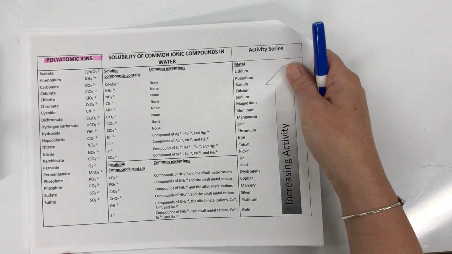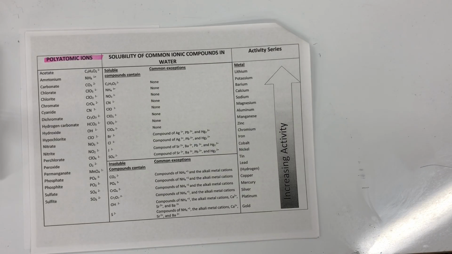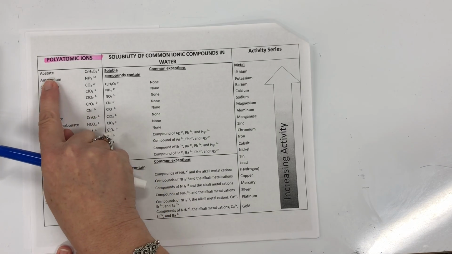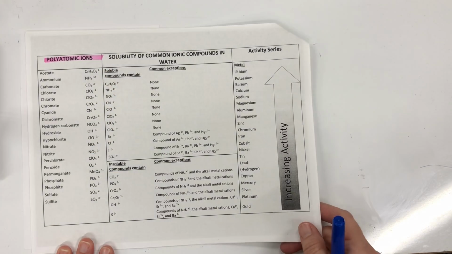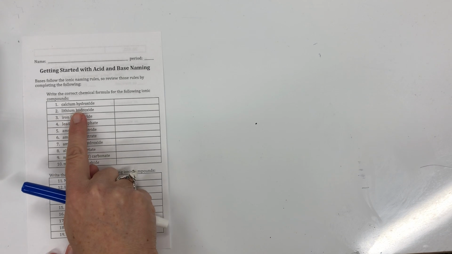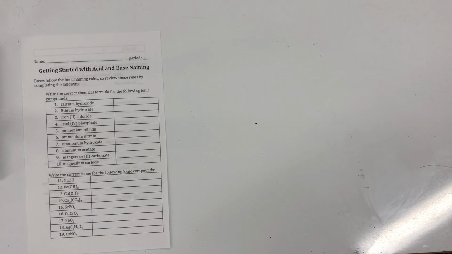You will also need your polyatomic ion chart, which looks like this. And that's where we're going to find the names, the formulas, and the charges for our polyatomic ions. So let's work through the first example together. So I'm being asked to write the correct chemical formula for these ionic compounds, and I'm starting with calcium hydroxide.